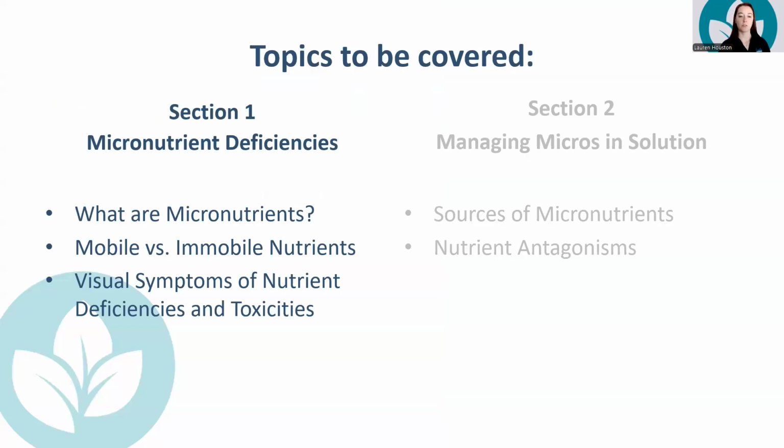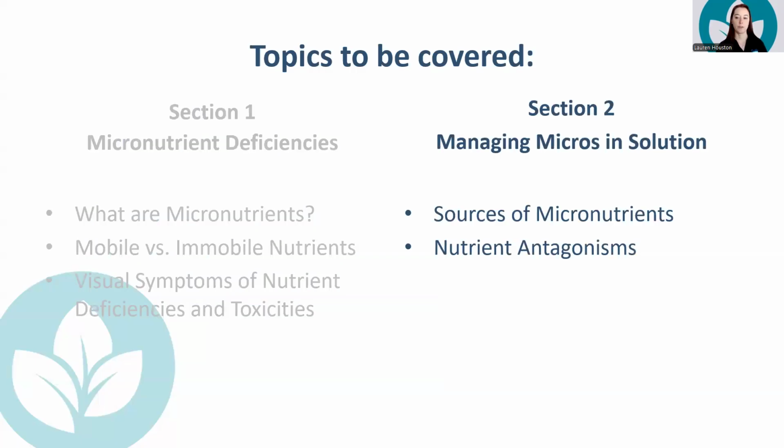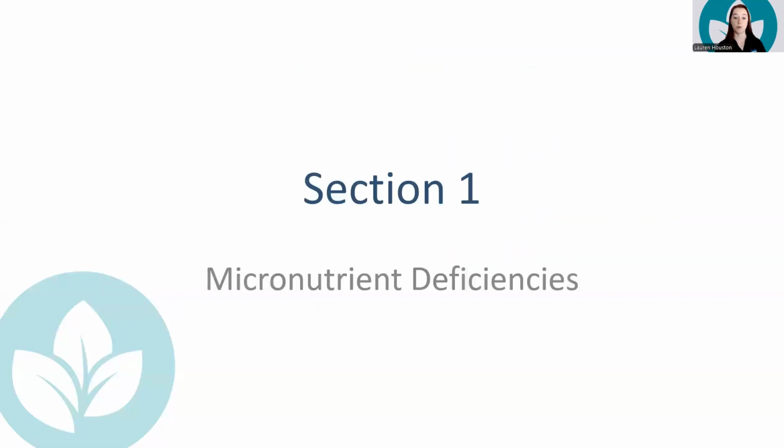So as with many of our other webinars, I've broken today's topic into two sections. In the first section, we'll be discussing micronutrient deficiencies in depth, looking at what micronutrients are, the differences between mobile and immobile nutrients, and the visual symptoms of deficiencies and toxicities. In the second section, we'll touch on potential sources for micronutrients and how to manage them in your hydroponic systems. So let's go ahead and get started with micronutrient deficiencies.